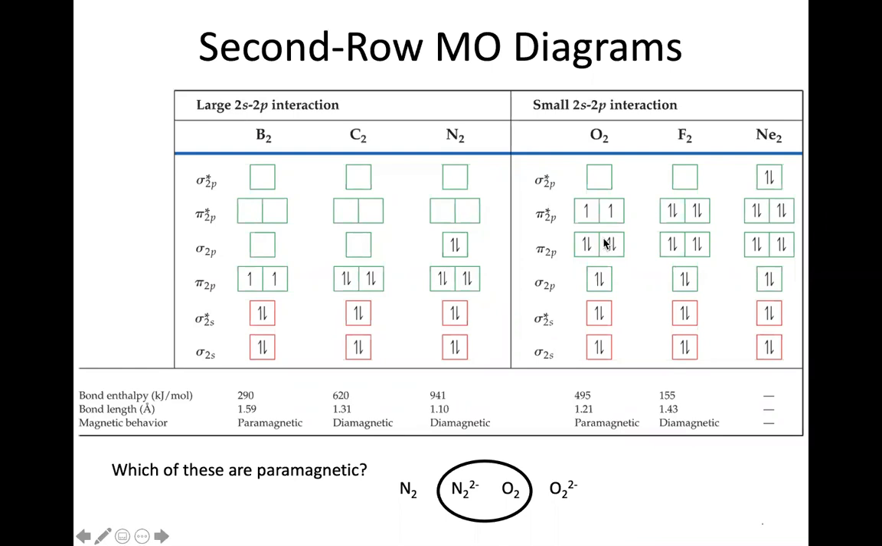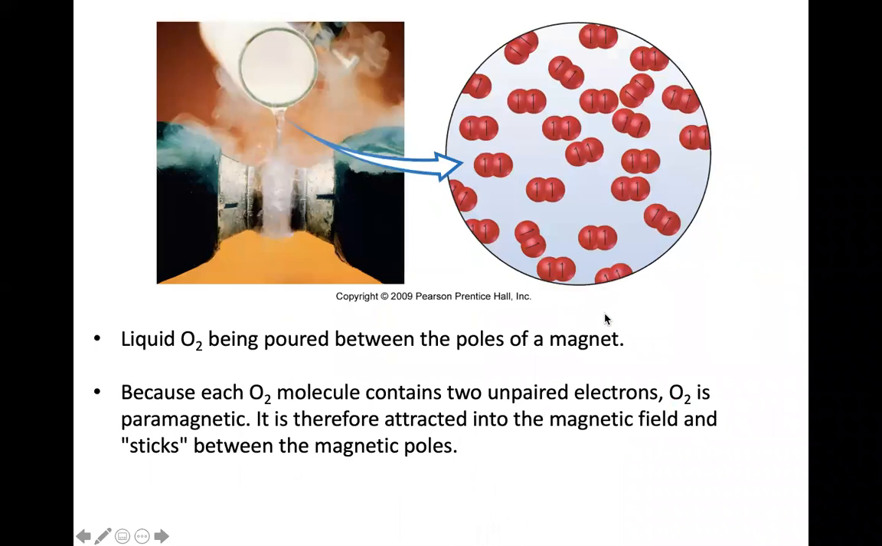O2 is paramagnetic. What if I add 2 more electrons to those? I'd add them to these 2 molecular orbitals, so it would turn out to be all paired up again. Really good job in terms of your analysis there. Now, what does this particular experiment look like? This is a figure from the book, showing what would happen if you add liquid oxygen and put it between the poles of a magnet.